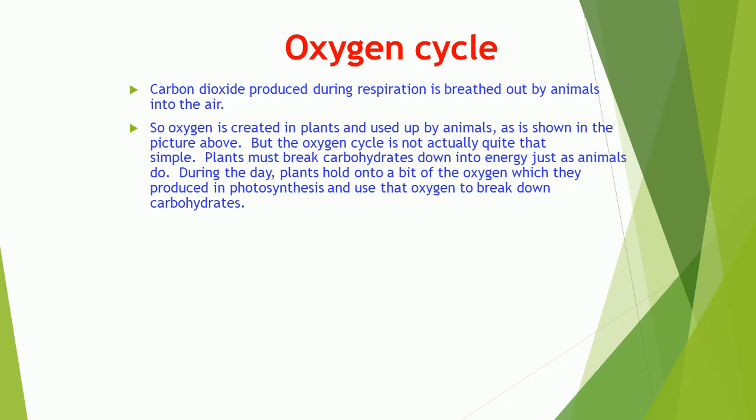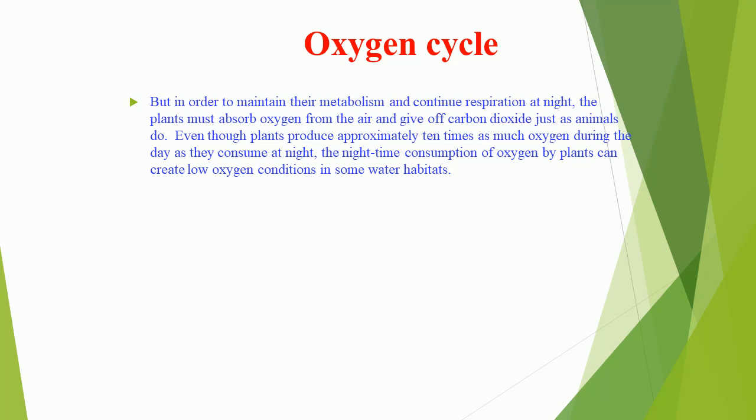So oxygen is created in plants and used up by animals, as is shown in the picture above. But the oxygen cycle is not actually quite that simple. Plants must break carbohydrates down into energy just as animals do. During the day, plants hold onto a bit of the oxygen which they produced in photosynthesis and use that oxygen to break down carbohydrates. But in order to maintain their metabolism and continue respiration at night, the plants must absorb oxygen from the air and give off carbon dioxide just as animals do.